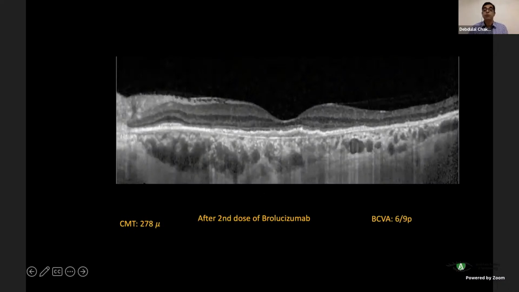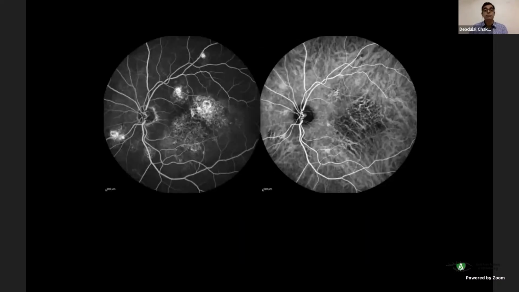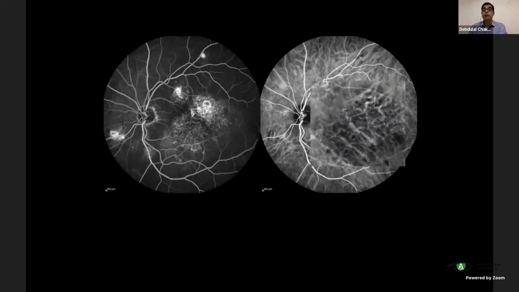This is again 2 months down the line after the second dose of brolucizumab. There's significant reduction of the neurosensory detachment, almost no neurosensory detachment, and maybe a little bit of reduction of the choroid can also be noticed, especially after the third dose, and vision has been maintained at 6/9 partial, and the patient is also happy. From here on, we can obviously think of a PRN regimen. But what about the polyp? Well, the polyp seems to have disappeared.